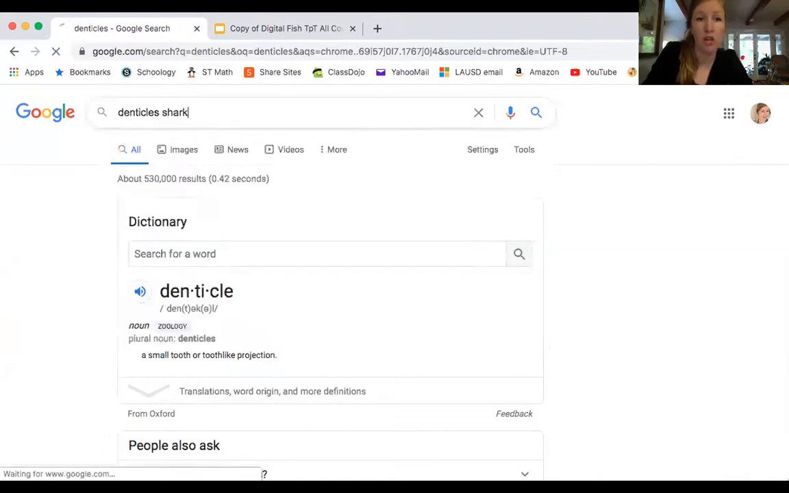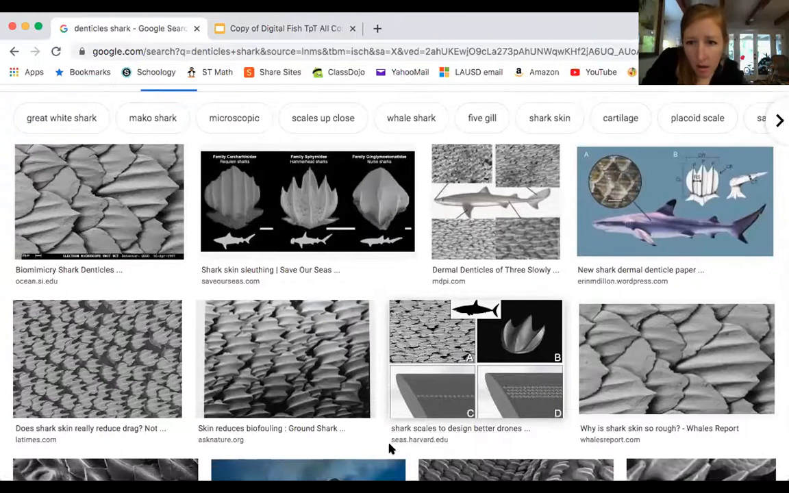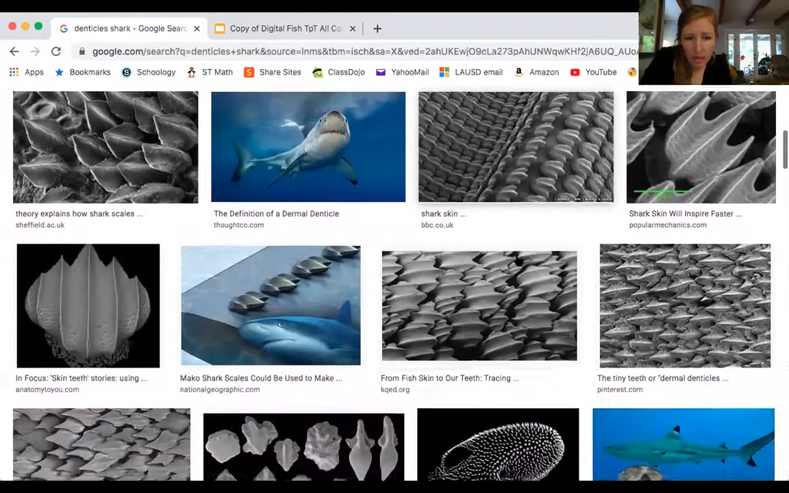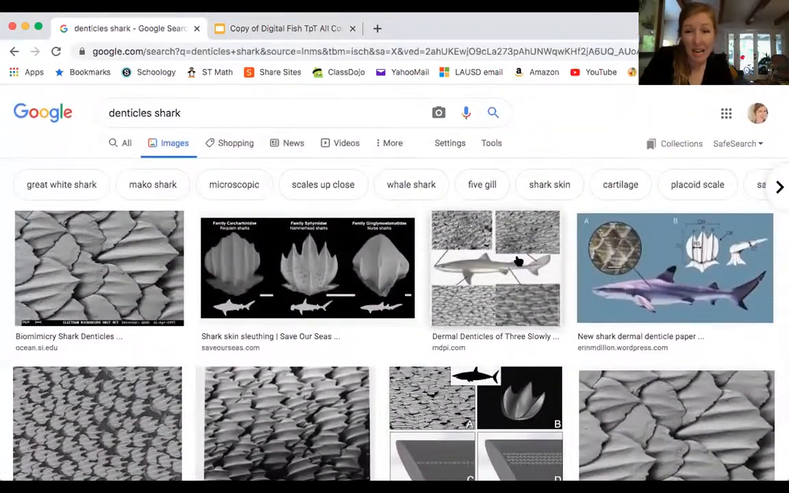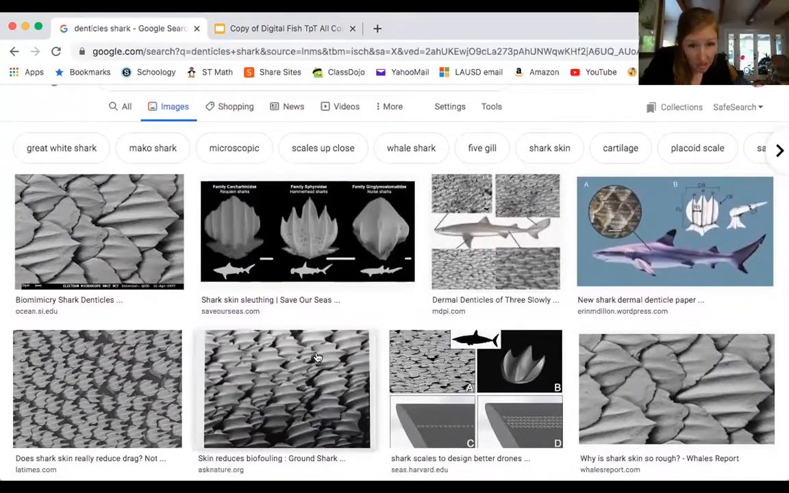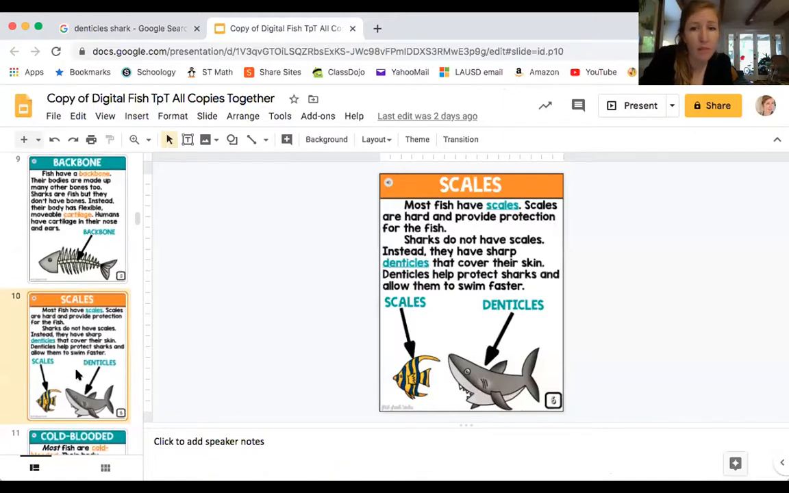Maybe denticles, shark. Be more specific. So if you looked up at a shark really closely, you would see the skin is not super smooth like it sometimes looks. It is covered in denticles. Interesting. They're kind of like scales, but they allow them to swim faster.